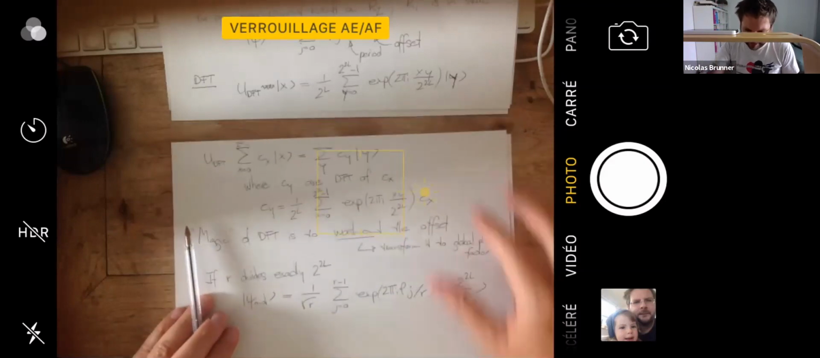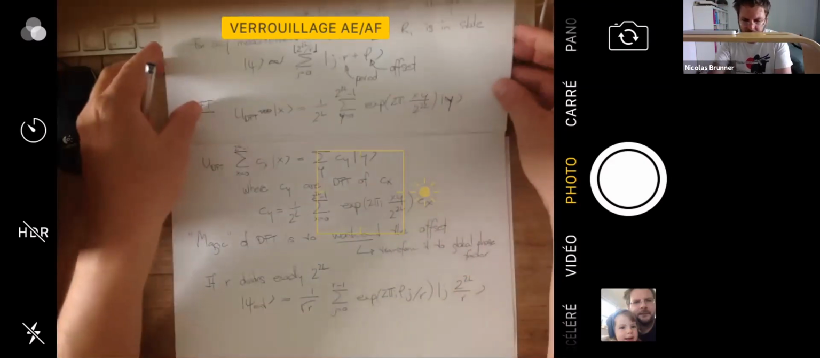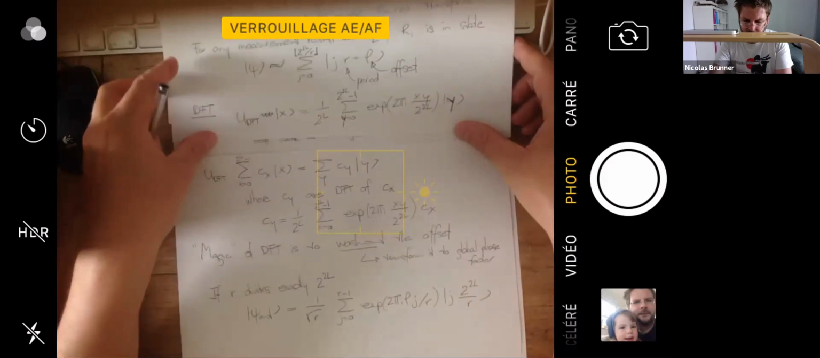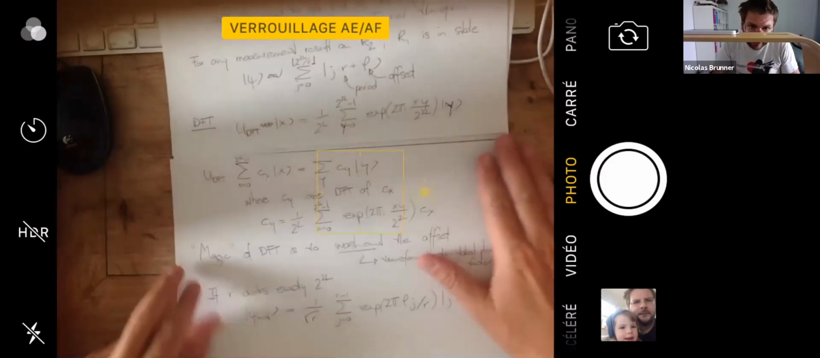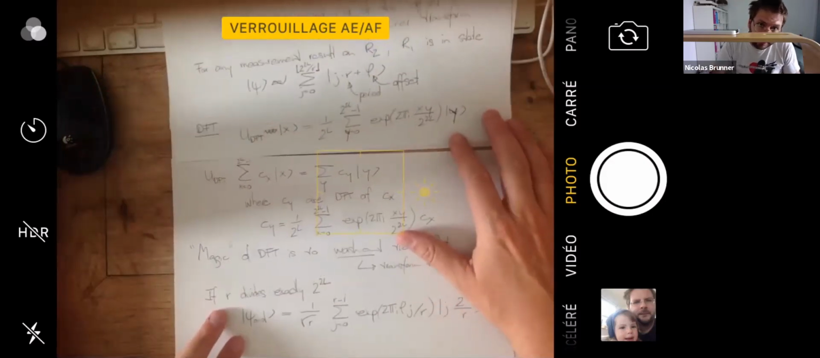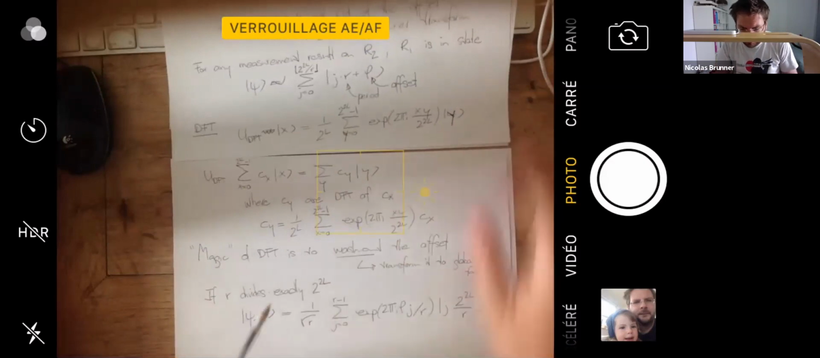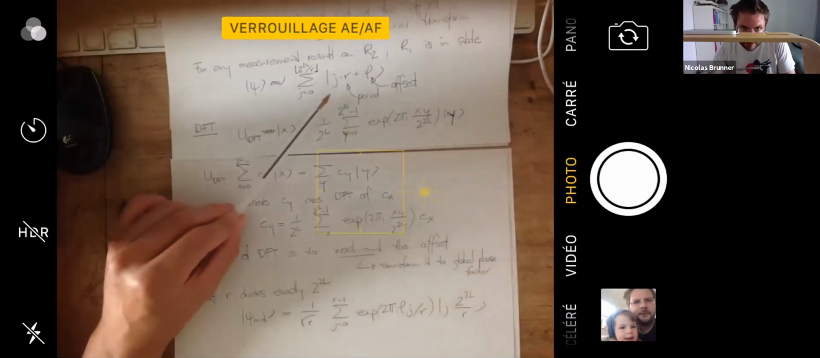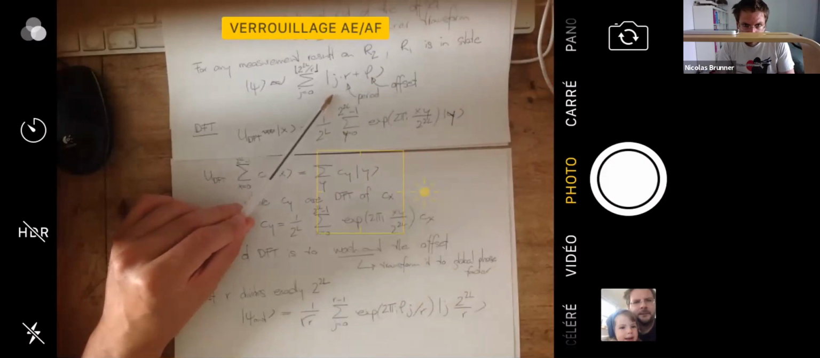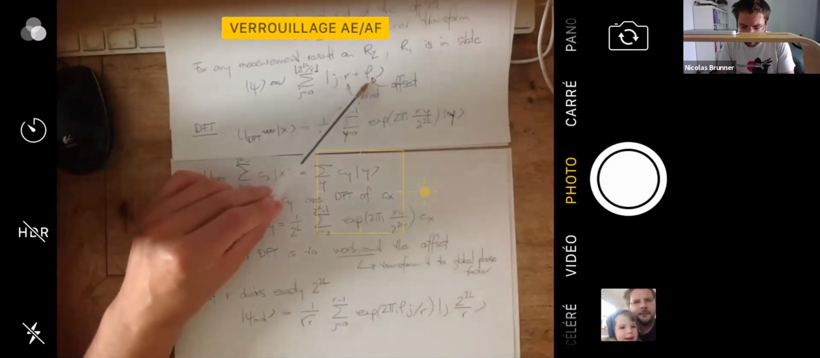Instead of having, let me put it here. So instead of having a sequence that is periodic and with an offset, and the offset being the annoying thing that we don't know, right? And that messes everything up.